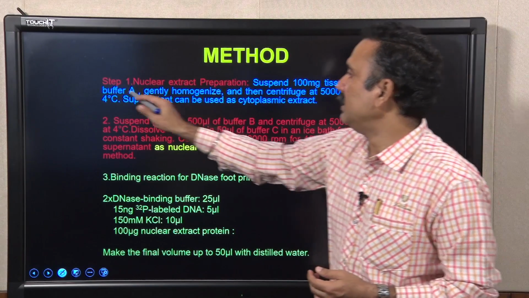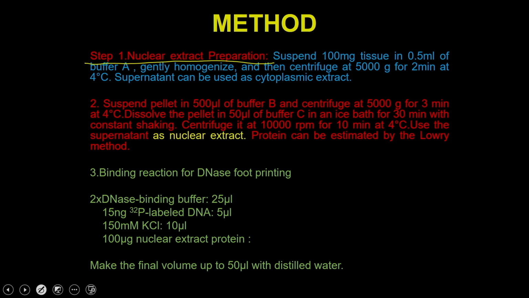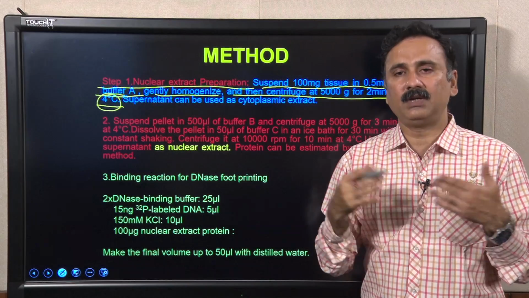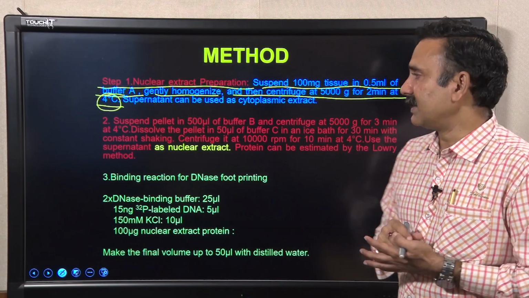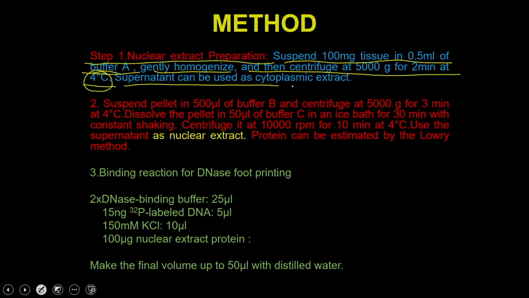In step 1 you are going to prepare the nuclear extracts. For preparing the nuclear extract you have to suspend 100 mg tissue in 0.5 ml of buffer A, then gently homogenize and centrifuge at 5000 G for 2 minutes at 4 degrees. Remember that all this procedure has to be done in cold conditions, like 4 degrees, so that you will be able to protect the factors present in the nuclear extracts. The supernatant can be used as a cytoplasmic extract.